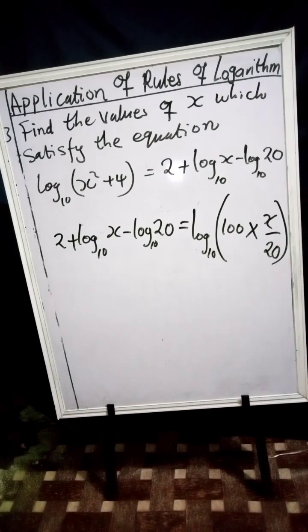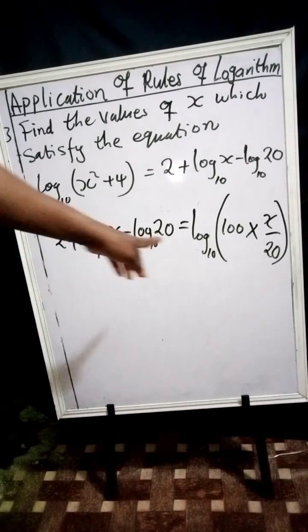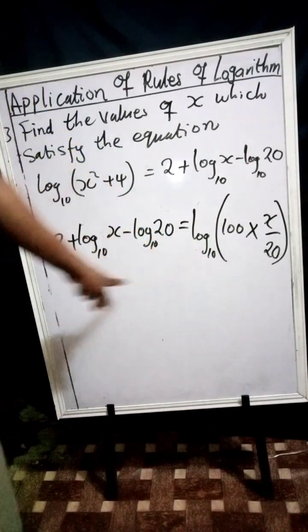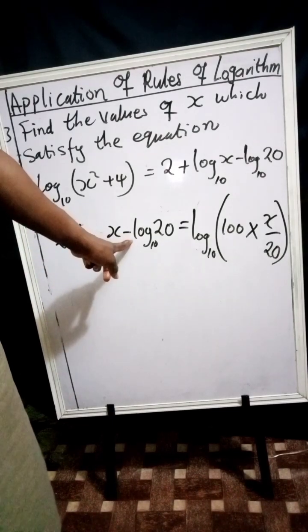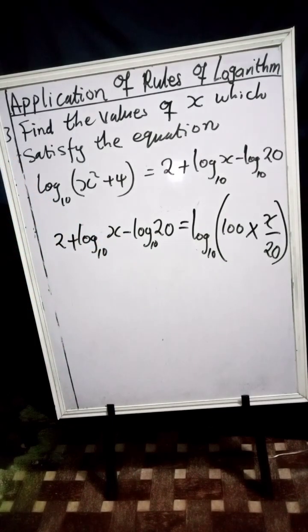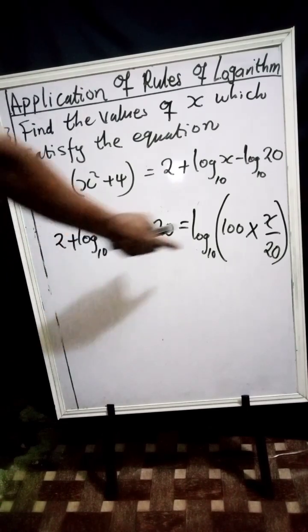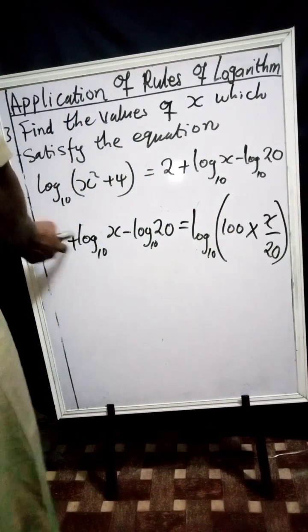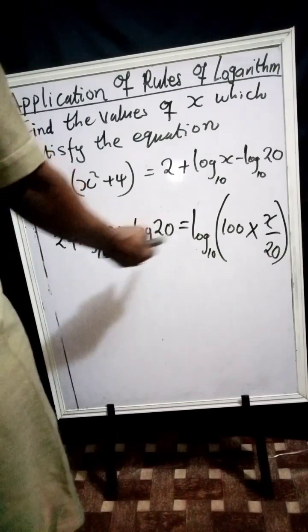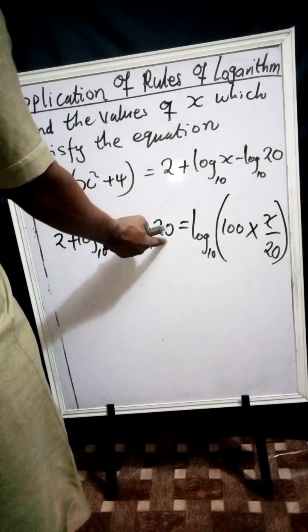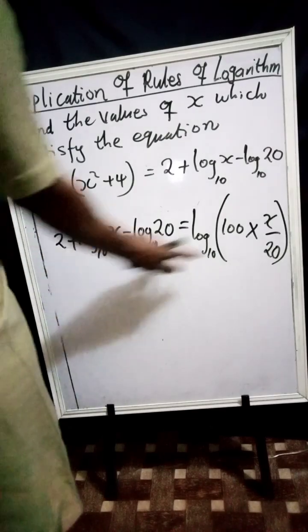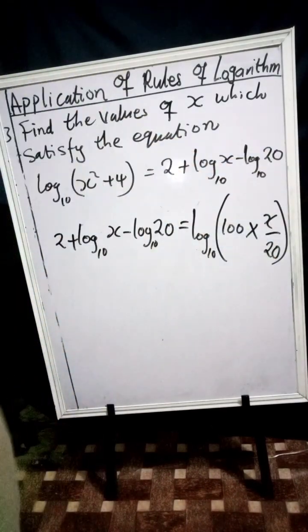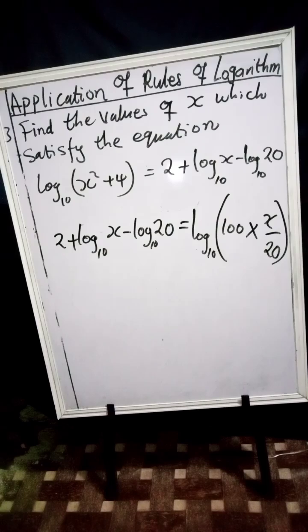So remember that when writing this as a single logarithm, the addition will turn to multiplication while subtraction will turn to division. So since the logarithmic form of 2 is log 100, we have that 100 multiplied by x divided by 20 is equal to this. This is just what we have written as a single logarithm.